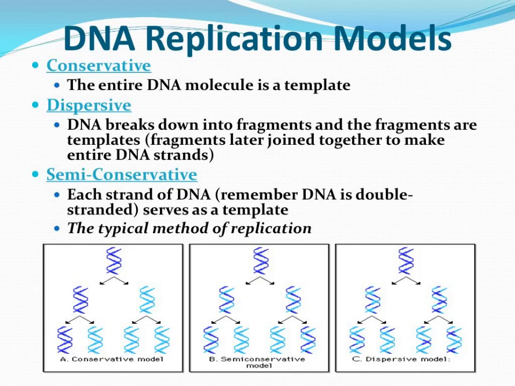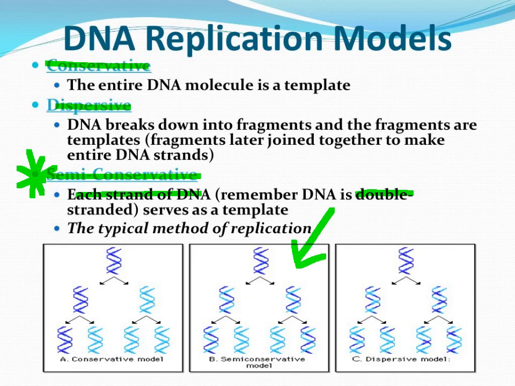And then there are different models of replication. There are 3 total: conservative, dispersive, and semi-conservative. Semi-conservative is what scientists follow. It means each strand of DNA, and remember DNA is double-stranded, so there are 2 strands, serves as a template. A template strand is what you're making a copy of. This is shown here in this picture.